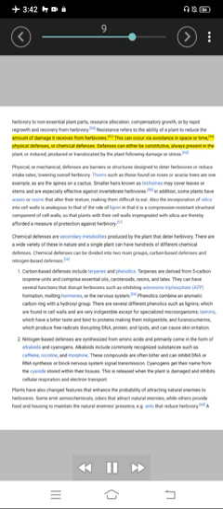Physical defenses, or chemical defenses. Defenses can either be constitutive, always present in the plant, or induced, produced or translocated by the plant following damage or stress. Physical, or mechanical, defenses are barriers or structures designed to deter herbivores or reduce intake rates, lowering overall herbivory. Thorns such as those found on roses or acacia trees are one example, as are the spines on a cactus.